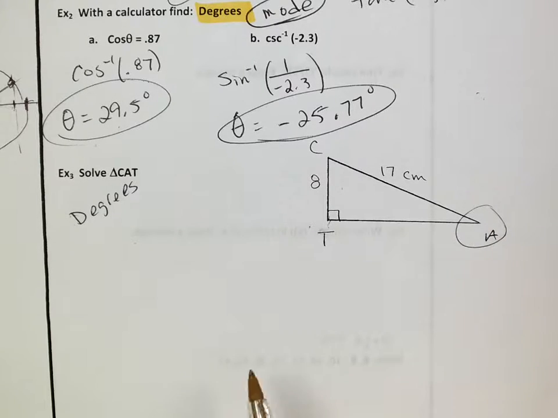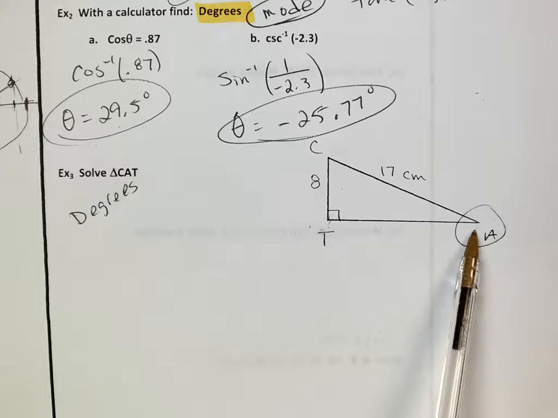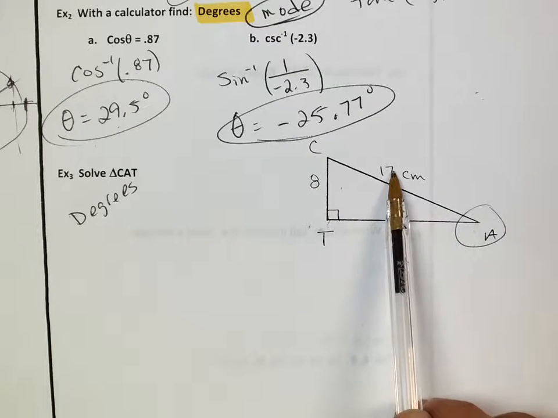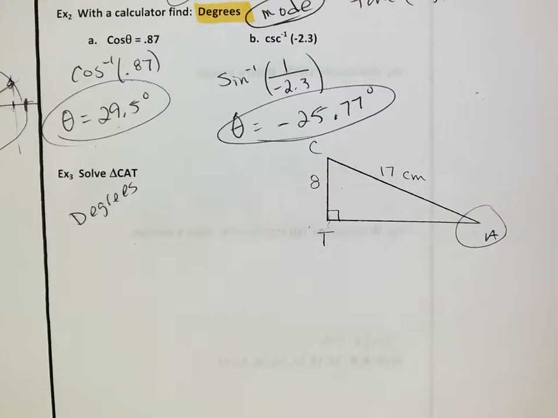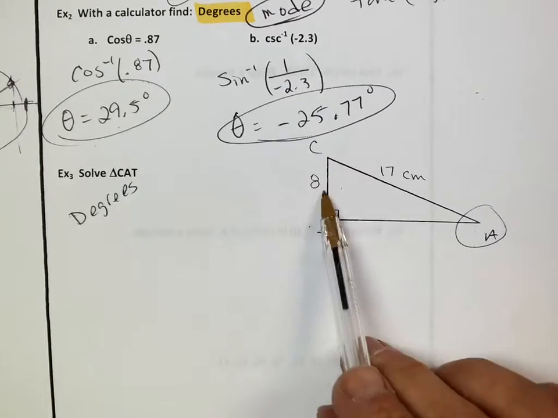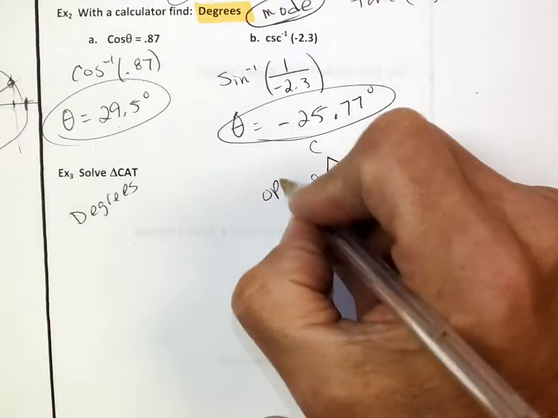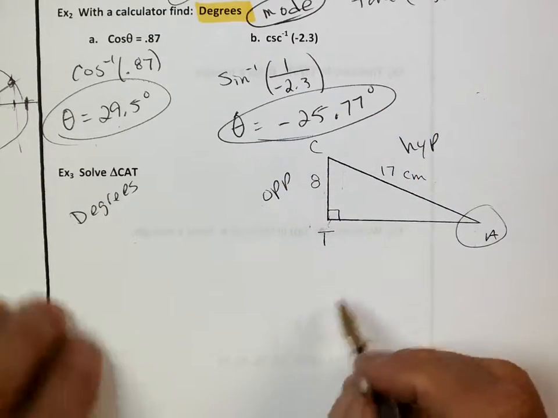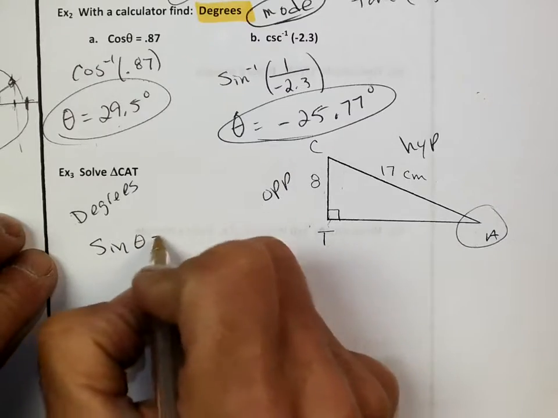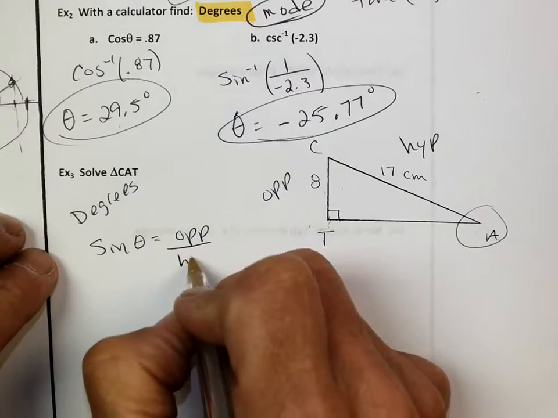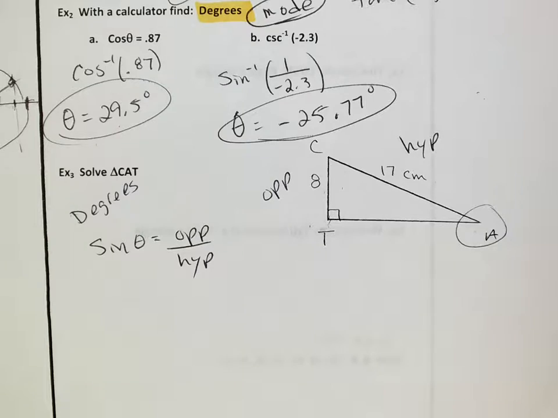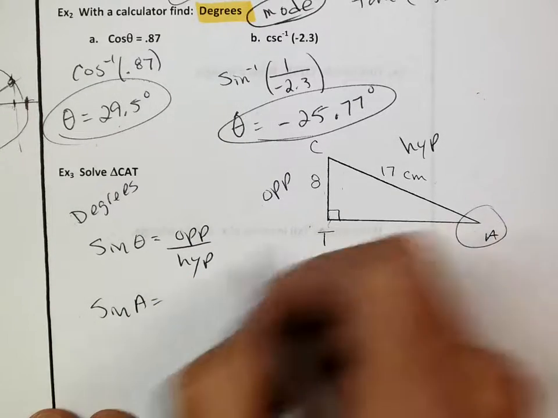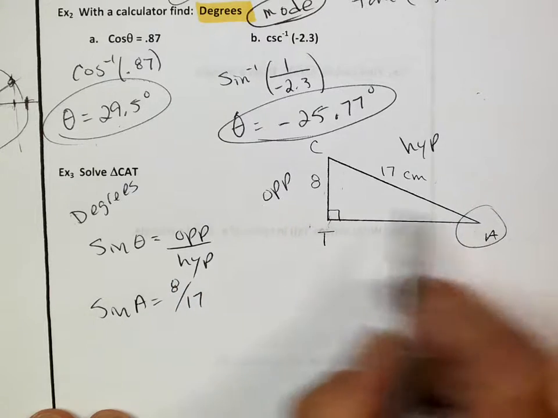To find angle A, let's figure out what the names of these sides are. That's my opposite side, and that's my hypotenuse. If I look up on the board behind me, opposite, hypotenuse, it's got to be sine. So sine of theta equals opposite over hypotenuse, okay? But we don't want sine of theta, we want sine of A. So I'm going to rewrite this as sine of A is equal to 8 over 17, opposite over hypotenuse.